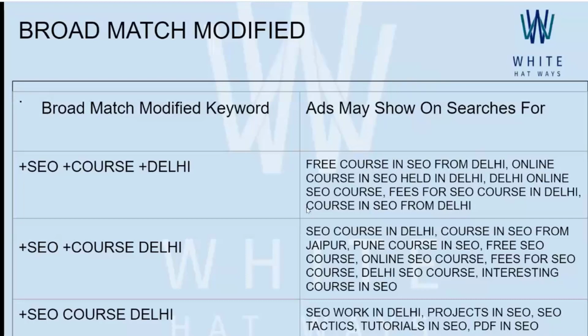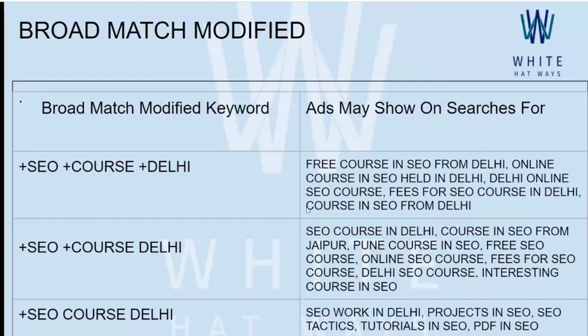Again, Pune courses in SEO: courses and SEO are still appearing, but the order is not maintained, which is irrelevant in the case of broad match modified. Delhi has become Pune. There are chances that Delhi might not even appear also. That again is one of the features of broad match. It might not even consider a particular term altogether.